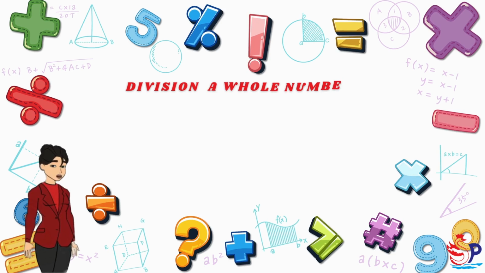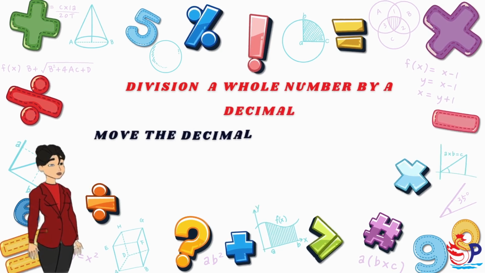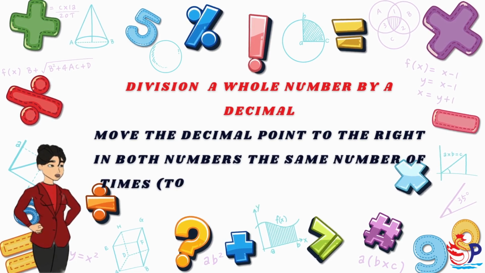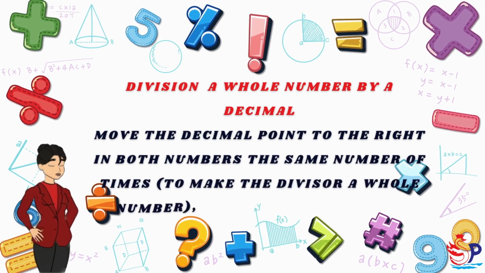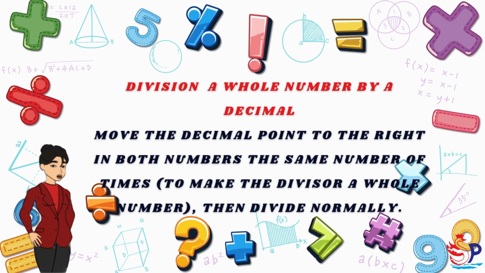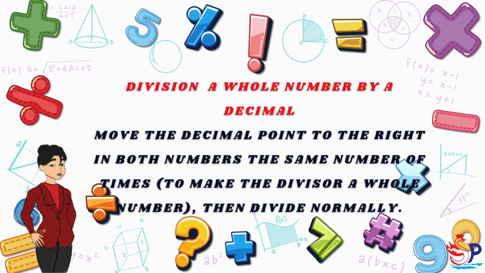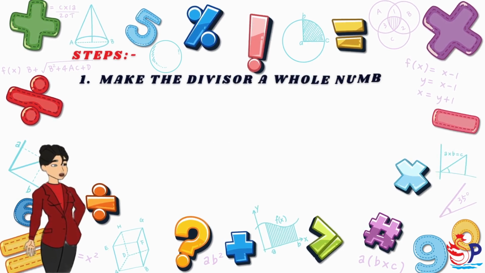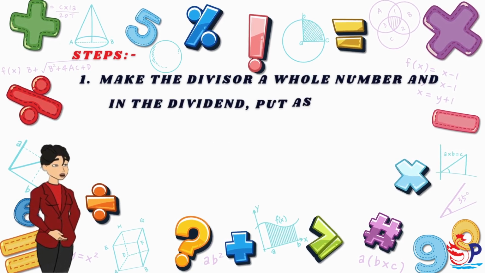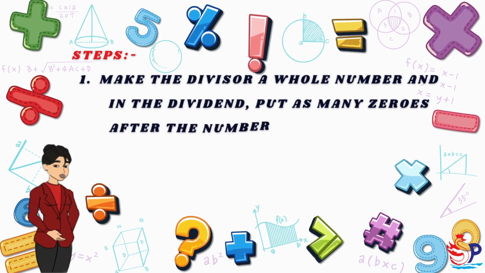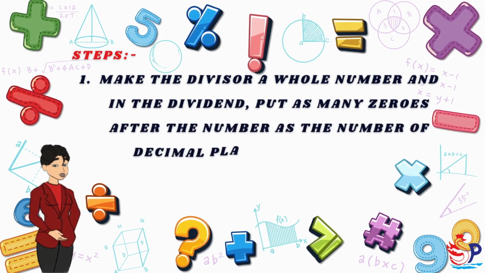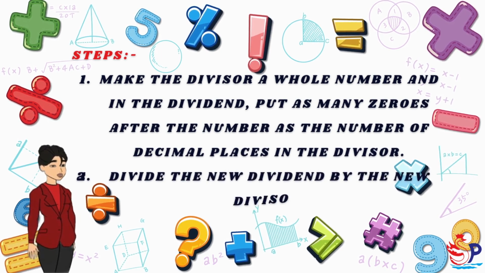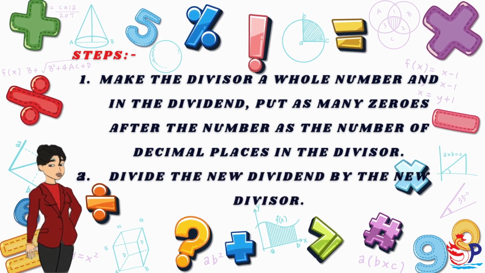Division of a whole number by a decimal. Move the decimal point to the right in both numbers the same number of times, to make the divisor a whole number, then divide normally. Steps: make the divisor a whole number and in the dividend, put as many zeros after the number as the number of decimal places in the divisor. Divide the new dividend by the new divisor.